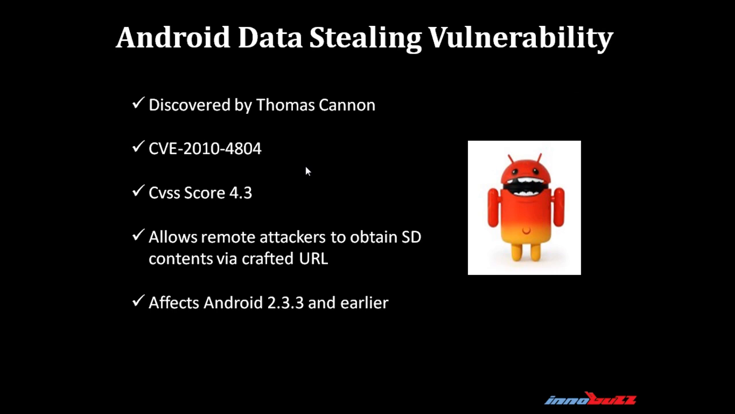Android data stealing vulnerability was discovered by Thomas Cannon. For more details, you can refer to the CVE 2010-4804 document, which lists vulnerability details of this particular vulnerability. It will allow remote attackers to open and obtain SD contents via crafted URL. This vulnerability is present in Android 2.2 and in Android 2.3.3 and its earlier versions.